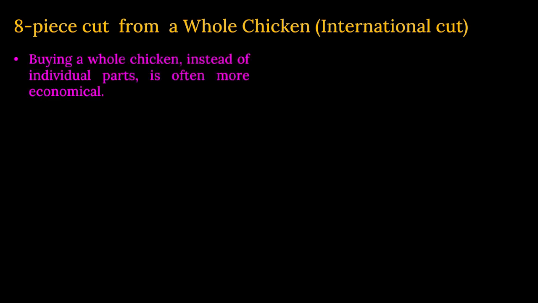What is that? Why is it required? Buying a whole chicken instead of individual parts is often more economical. If you ask for the individual parts from the market, definitely the cost will be higher. As it is a commercial venture, definitely we should go for cost cutting. We should not be cheated somewhere. So we should go for a whole chicken, and once the whole chicken is in your premises, in your lab, we are going to cut it into individual parts.